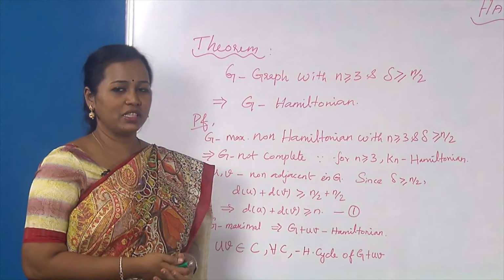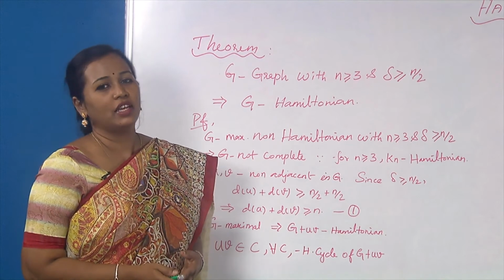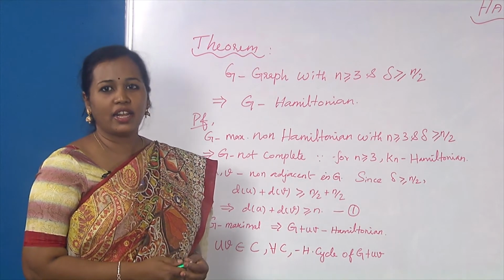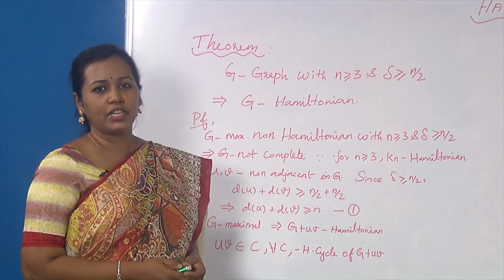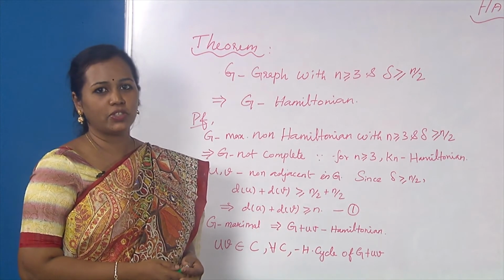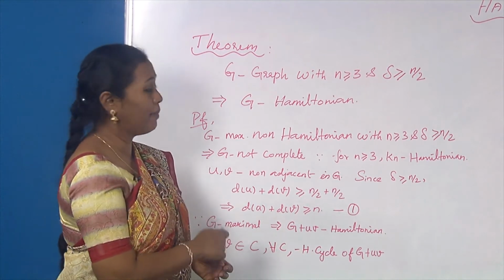The next theorem is due to Dirac, which was published in the year 1952. If G is a graph with n greater than or equal to 3 and delta greater than or equal to n by 2, then G is said to be Hamiltonian. So, we have given a condition for G to be Hamiltonian.